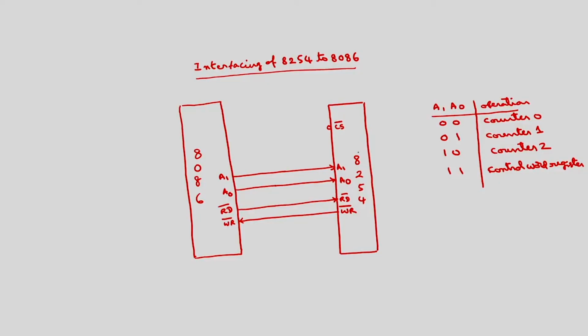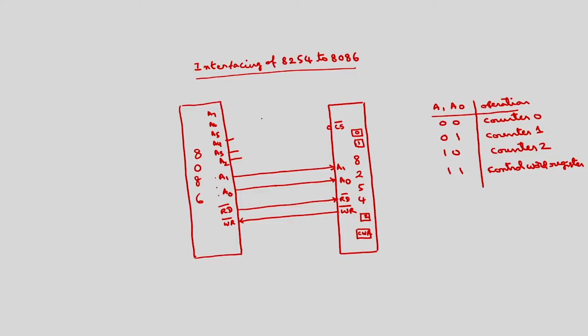I will use only the addresses of these counters. Inside this there are three counters: counter 0, counter 1, counter 2, and the control register. I will use 8-bit addresses of these counters. For that I have to use A7 to A0 of 8086. Out of that, A1 A0 I have connected to A1 A0 of 8254. Then I will use A2 to A7: this is A2, A3, A4, A5, A6, A7.